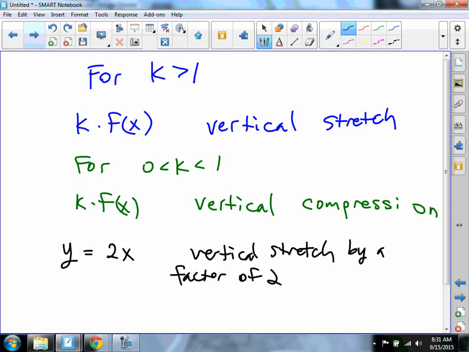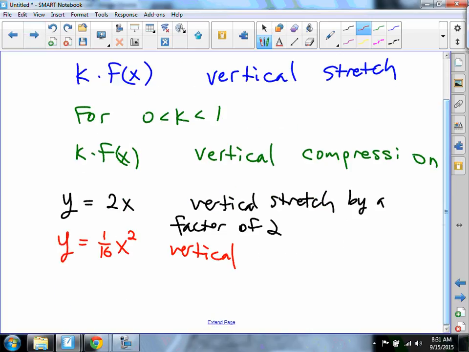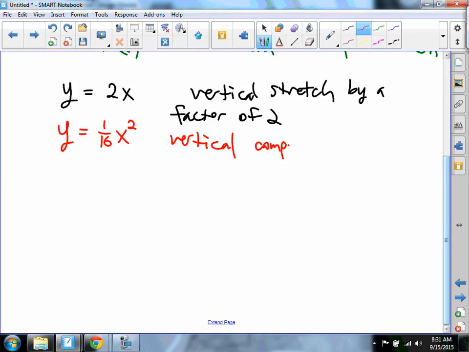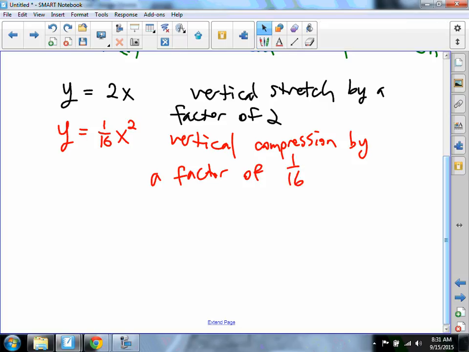If we had something like y equals 1/16 x squared, that's a vertical compression by a factor of 1/16. What it's going to do to the y values of the parent quadratic function is make them 1/16 as high or as tall as they used to be.